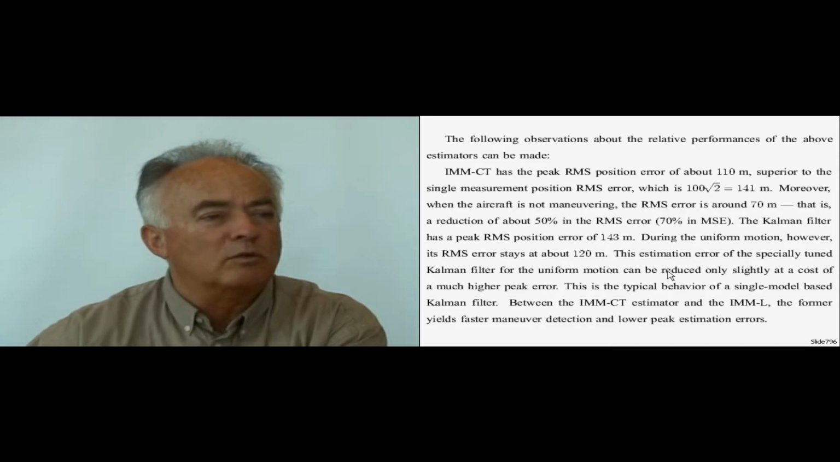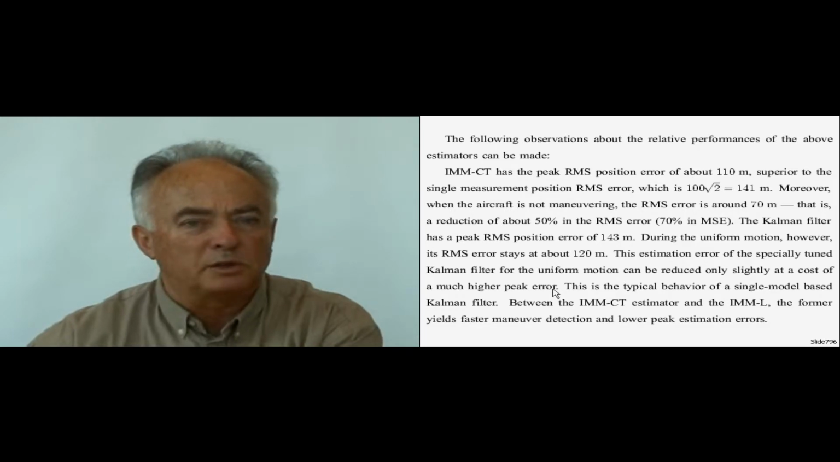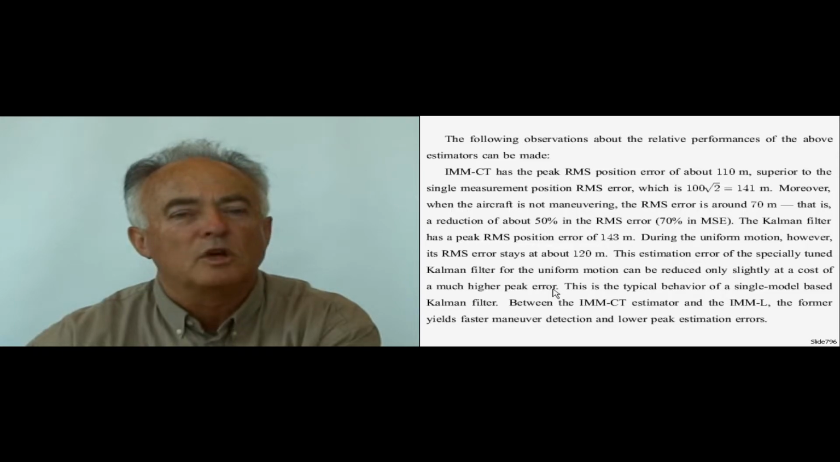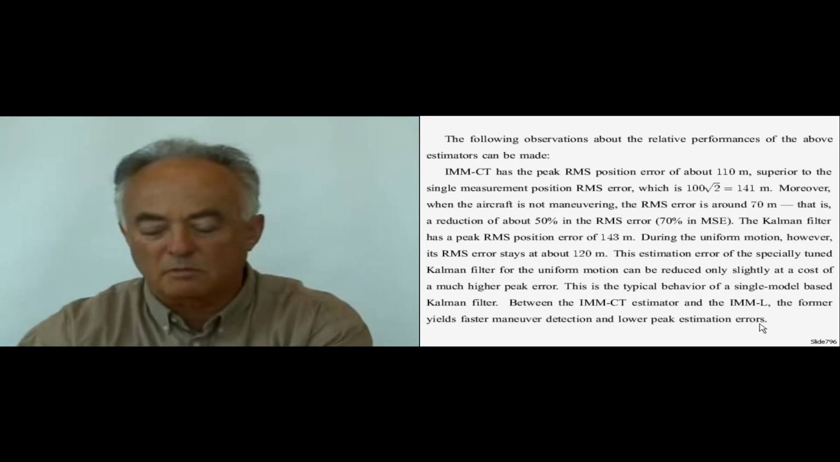And again, if you want to reduce the error in the uniform motion intervals, this will be at the cost of a significantly higher peak error. This would require lowering the process noise. So that's the compromise that always one has to do when you use a single model based filter. Clearly the IMM-CT is superior in all respects to the IMM-R and much superior to the Kalman filter in this case.